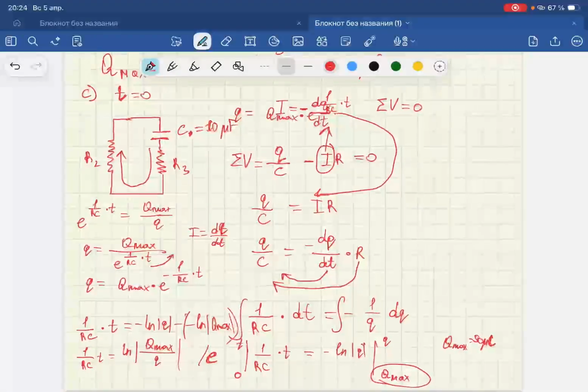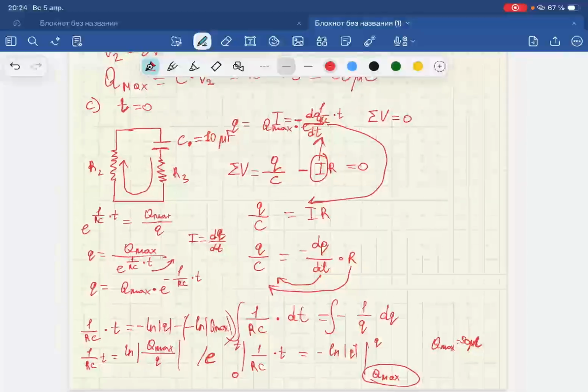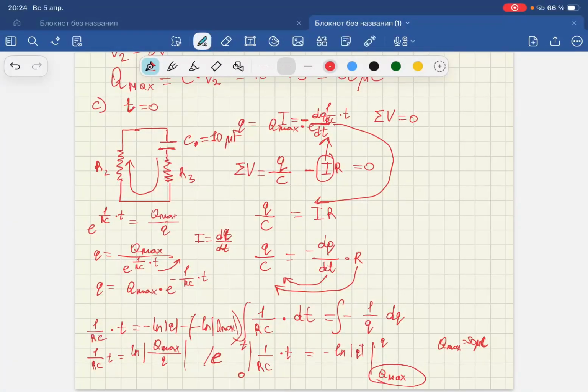Our final total resistor, we can take from here. I forgot to find the total resistor. We can find the total resistor by using the series formula for resistors connected in series. Resistor 2 plus resistor 3. From here we can find the total resistor.